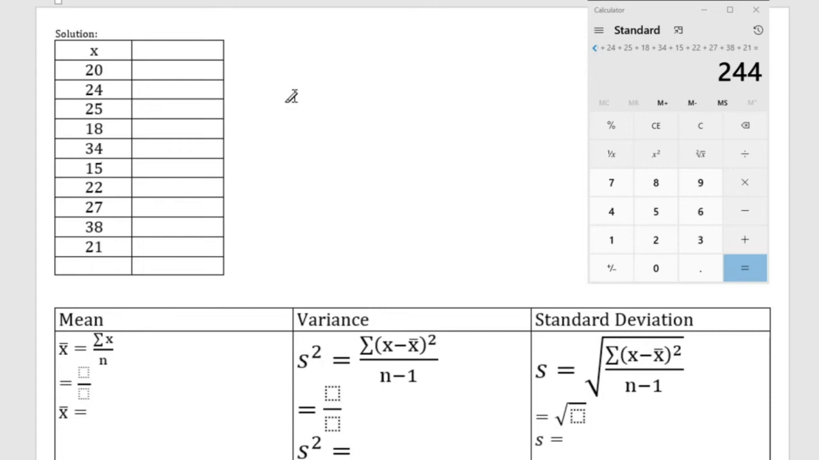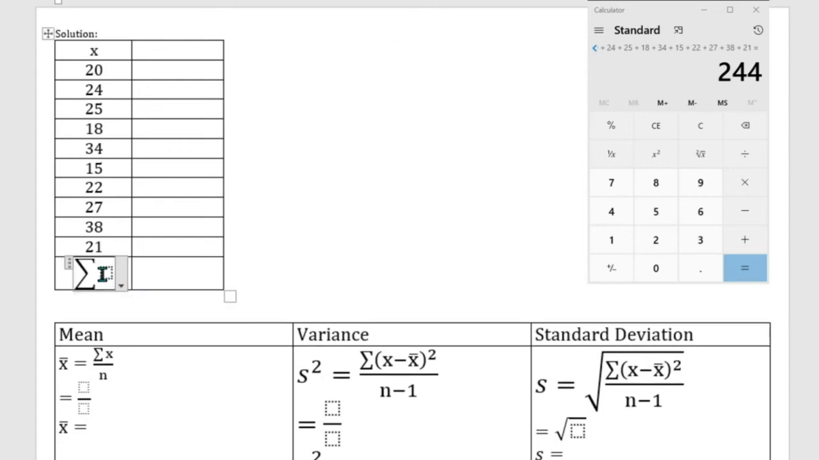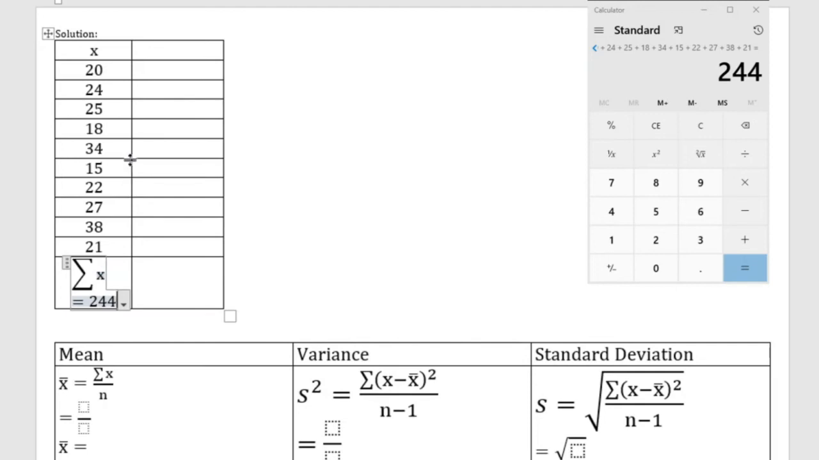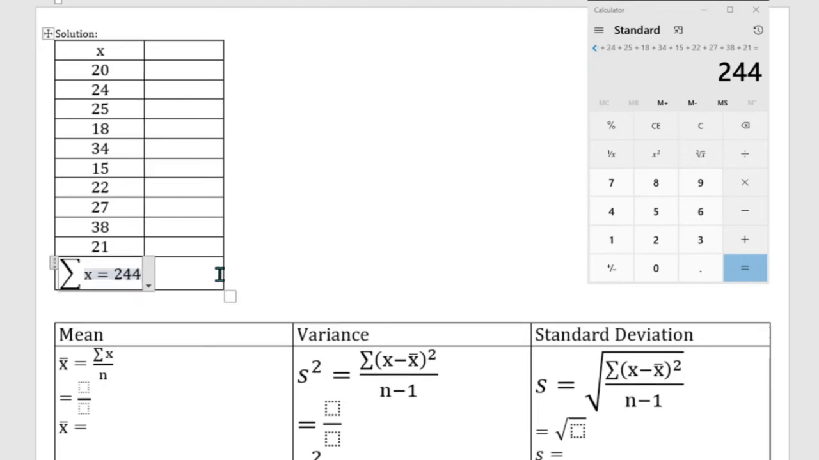We have the summation of x is 244. Okay. Now, in solving for the mean, we need to determine the quotient between the summation of the scores, we have 244, and n or the sample size. In this case, we have 10 students. And solving, we have 244 divided by 10 and we got 24.4. Thus, the mean of our sample is 24.4.